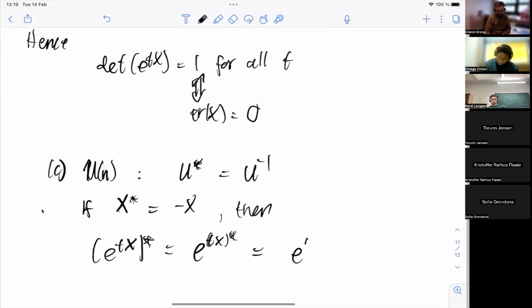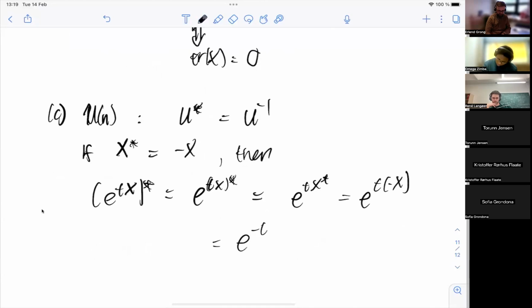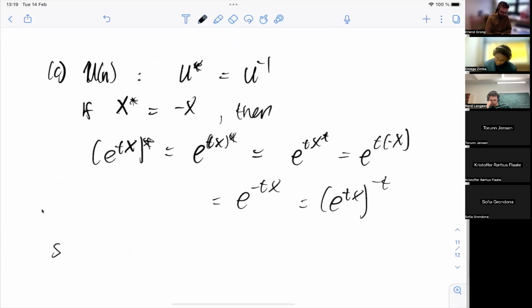Now t is real, so this is just e to the t X star, and now this will then be e to the minus t X, which is e to the t X inverse. So hence e to the t X is in U(n).